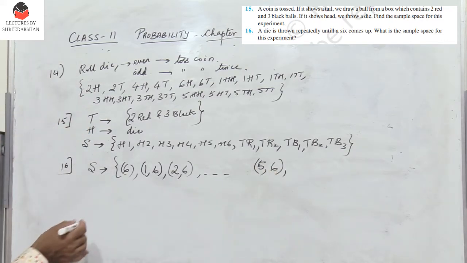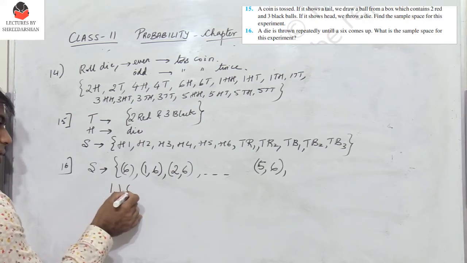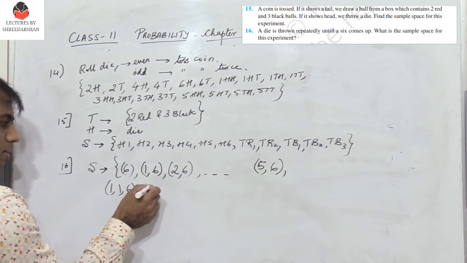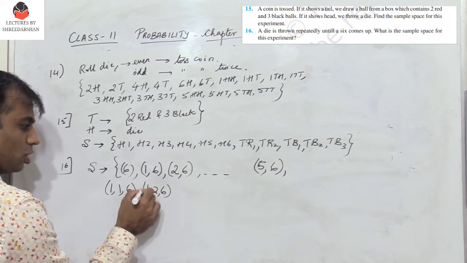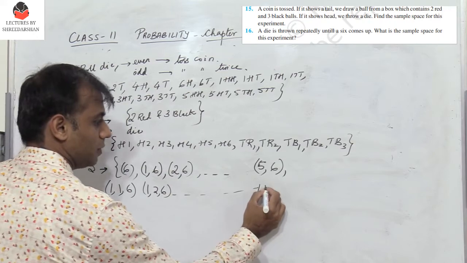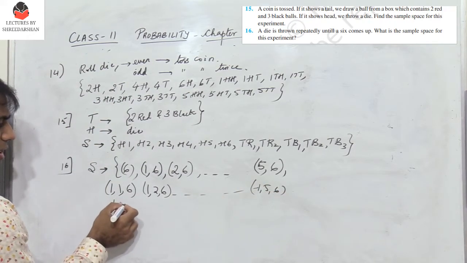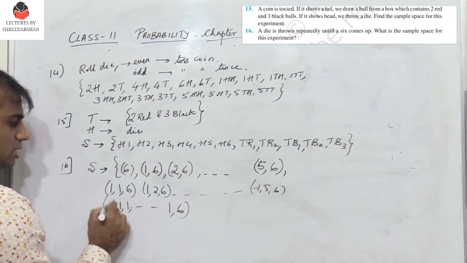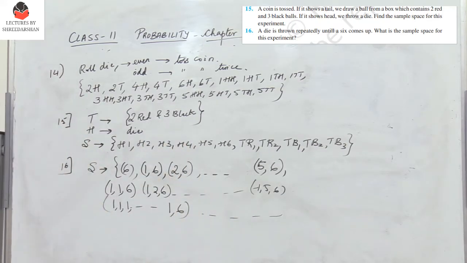Or the first time I get 1, the second time I get 1, the third time I get a 6, I stop here. The first time I get a 1, the next time I get a 2, the third time I get a 6, I stop here, and this continues, right? So up to 1, 5, 6. So this is endless. First time I get a 1, second time I get a 1, third, I may get 1 10 times and 6 11th time. So I stop here. So therefore the sample space is endless.